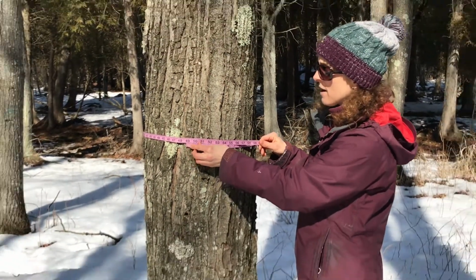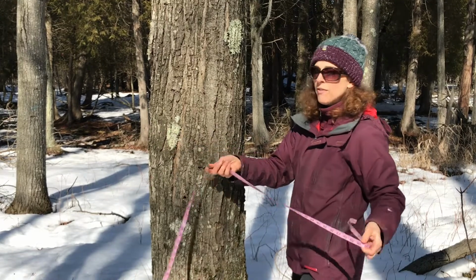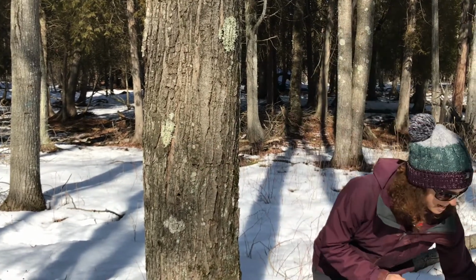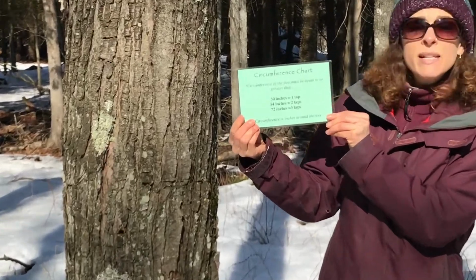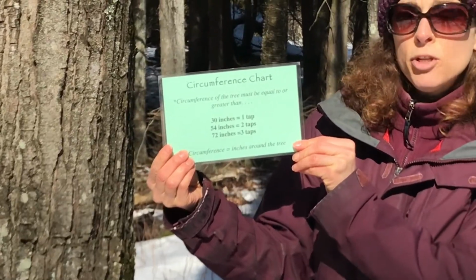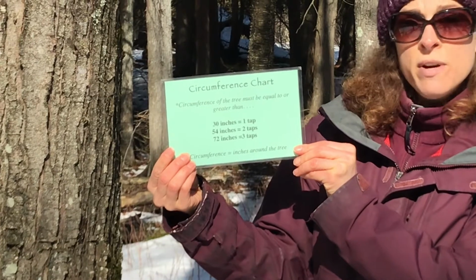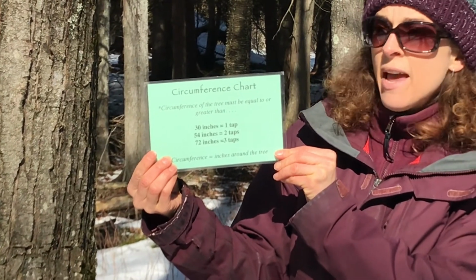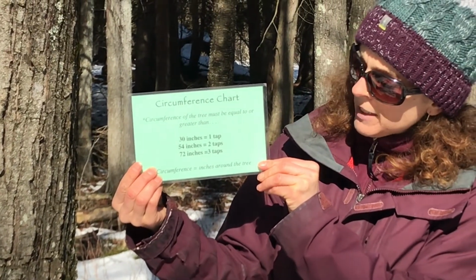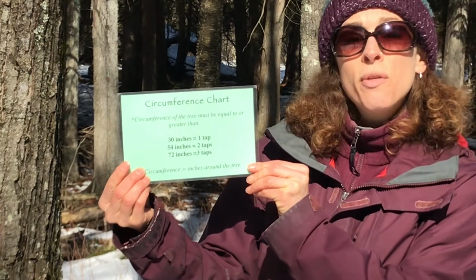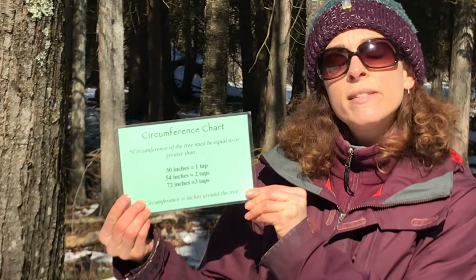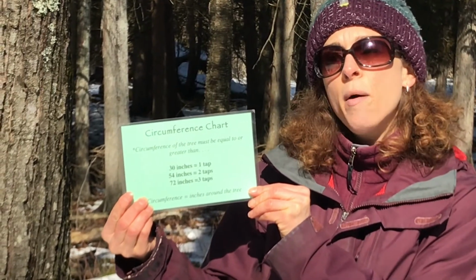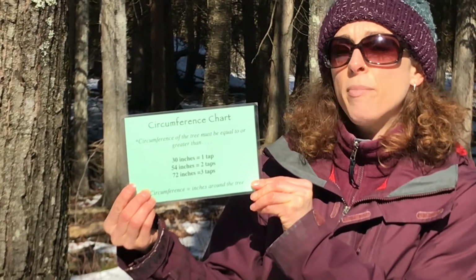Okay, so now that we know that, I'm going to take a look at the circumference chart. And I see here that it needs to be at least 30 inches to put one tap in the tree. If this tree were 54 inches, we could put 2 taps. And if the tree had a circumference of 72 inches, we could actually do 3 taps in one tree. If this tree were under 30 inches, we would just leave it be, let it grow a few more years, and come back to see if it's big enough to tap then.